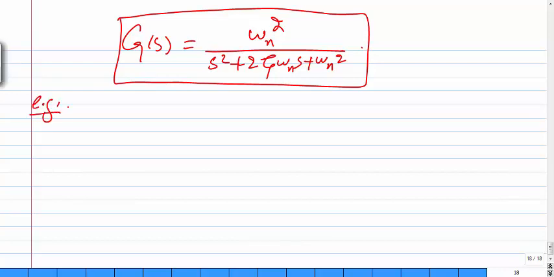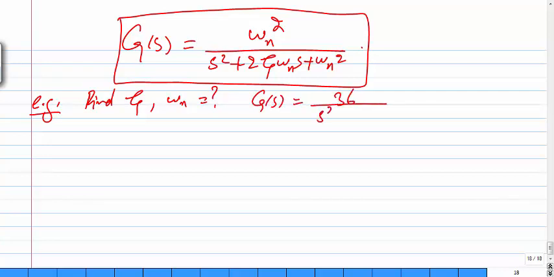Okay. Now let's look at an example. It says find zeta and omega n. The transfer function given to you is 36 divided by s square plus 4.2s plus 36.